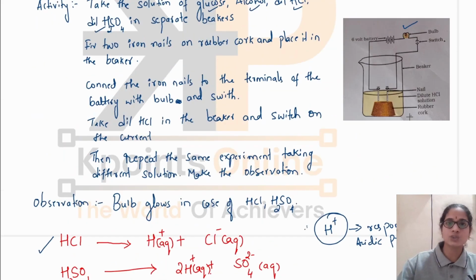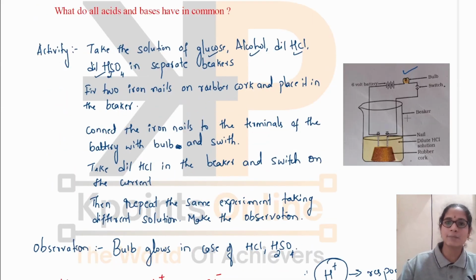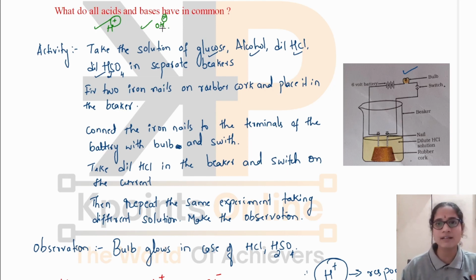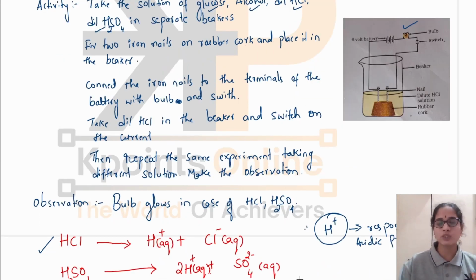So now we have understood what all the acids and bases have in common. Acids produce H plus ions in aqueous solution, and bases produce OH minus ions, which are responsible for their properties. One more thing we have realized is that all substances that have hydrogen are not acids. We have seen that glucose, even though it contains hydrogen, is not considered an acid, because it will not produce H plus ions in the solution. Only those substances which give H plus ions in solution will behave as acids.